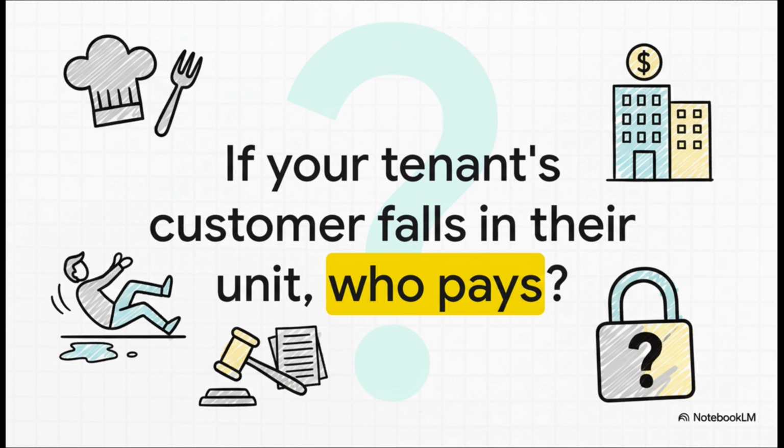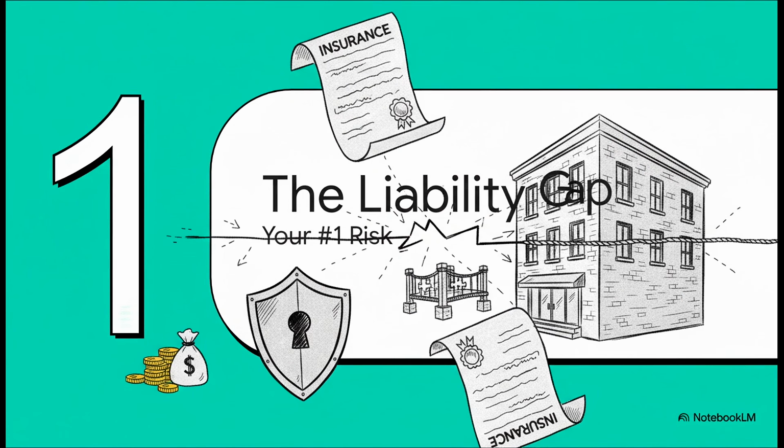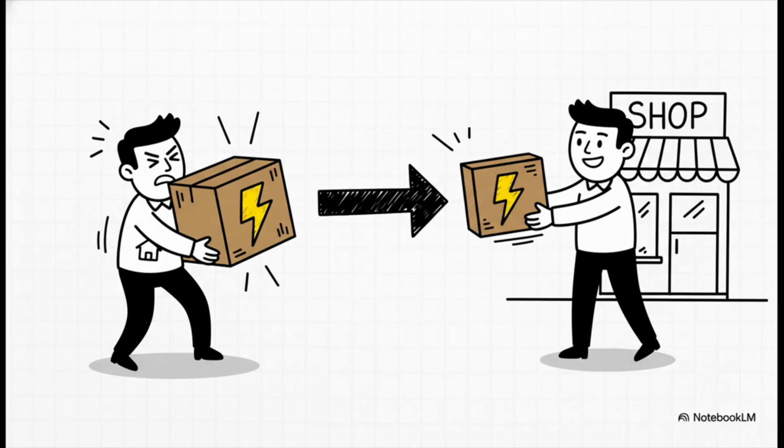And this little scenario, it shines a massive spotlight on a risk you might be carrying right this second without a clue. And that right there, that is what we call the landlord's liability gap. Think of it like this: a dangerous little no man's land between where your insurance policy stops and your tenant's should start. And trust me, closing this gap is absolutely one of the most critical things you can do to protect your investment.